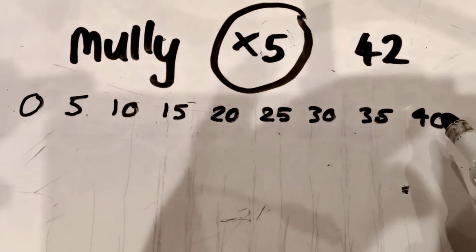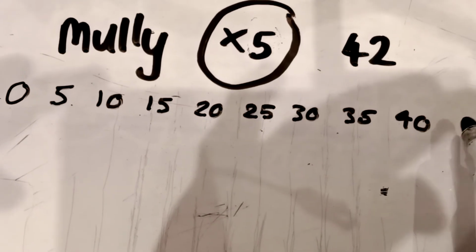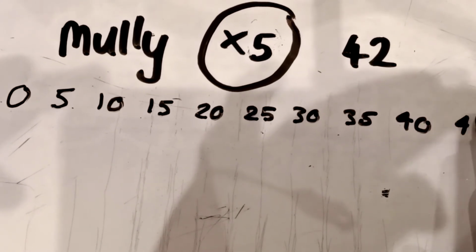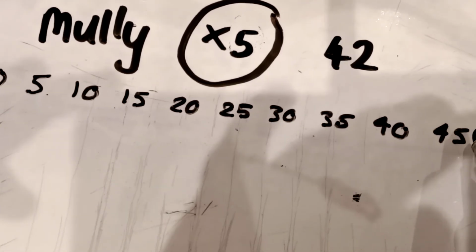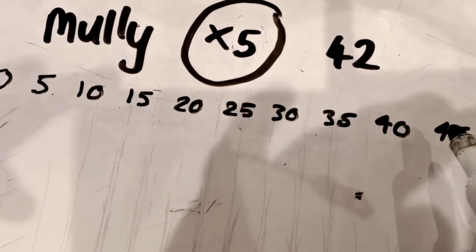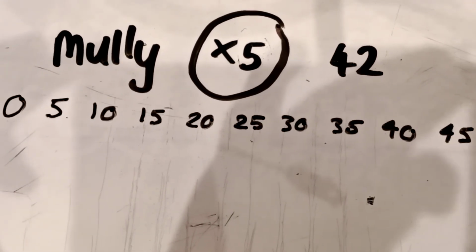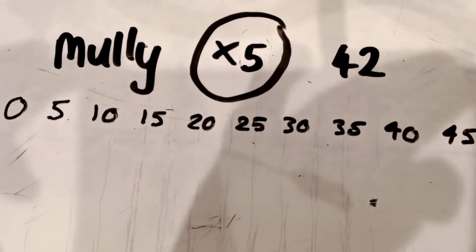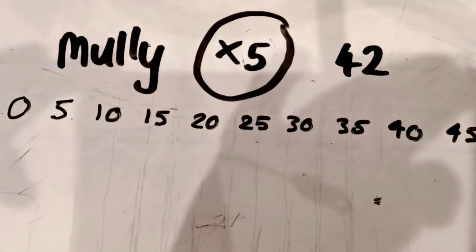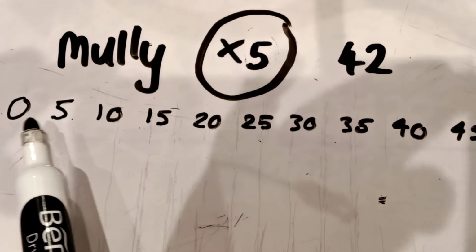I think we do, because he goes past 40, doesn't he? 40, what comes next? 45. Do we need to go any more? Well, I don't think we do, because 42 is before that, isn't it? Right, so Mully is hiding behind a multiple of 5 without going past 42. So where would 42 be? Let's mark it on.